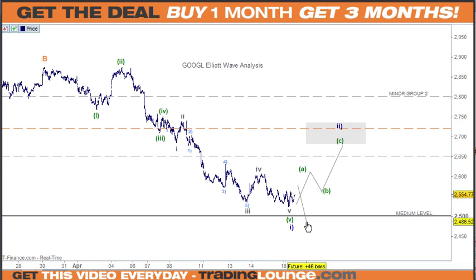But if it does come down, we still want that retest under the medium level here. We want the market to prove to us that it's actually going down, and it does that by having a failed retest at that point. So we need to find that low at that point. But otherwise we just need to observe this going to the upside.